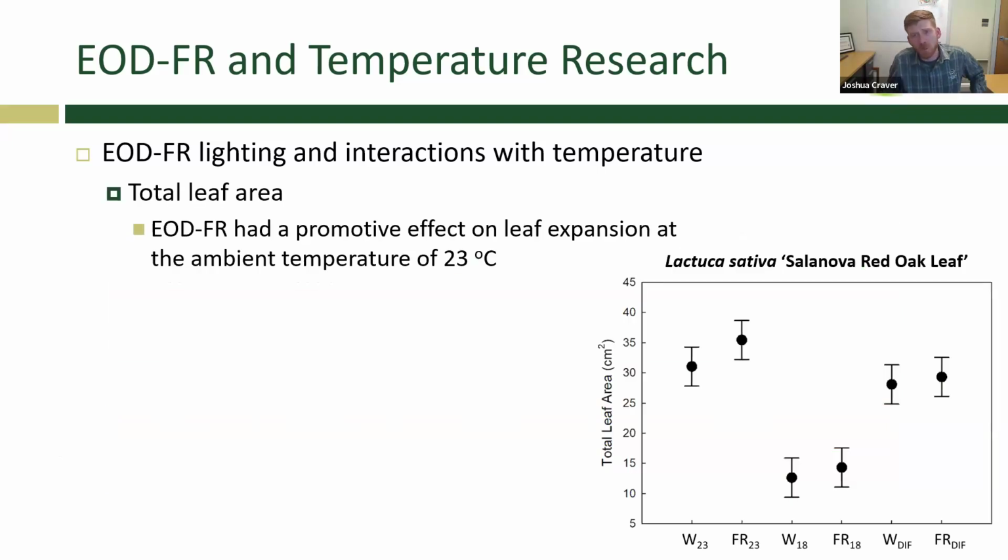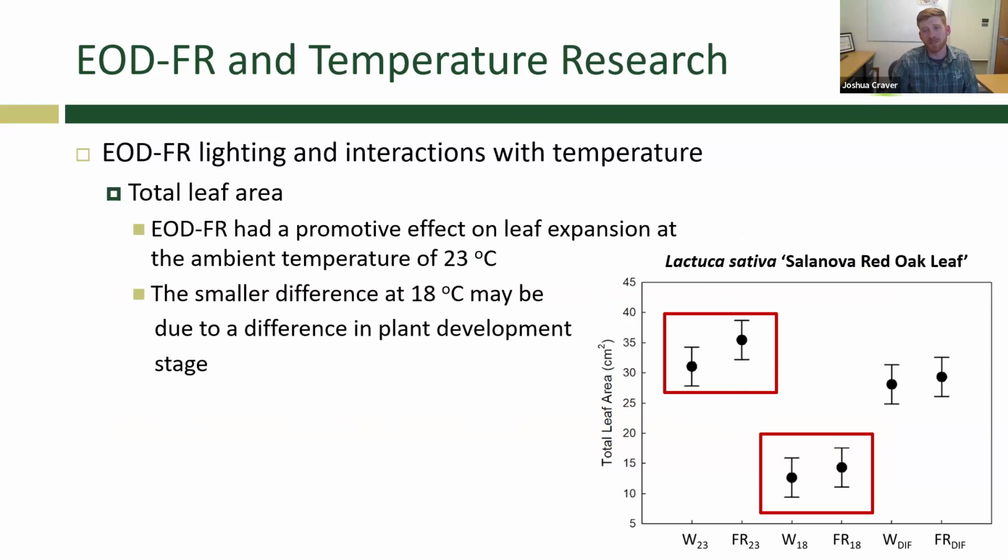And so to briefly run through some results, what we found was that end-of-day far red light did have an interaction with temperature, specifically in terms of leaf area. There was a promotive effect of that end-of-day far red light at the ambient temperature of 23 degrees Celsius. So we can see here that we do get an increase in leaf area, albeit relatively moderate, not quite as dramatic as what we would maybe have expected. But we still get an increase in leaf area, but that was only really characteristic at 23 degrees Celsius. We saw much smaller differences at 18 degrees Celsius, which are probably in part due to just really slow plant development that can occur under those low temperatures throughout the entire production period.